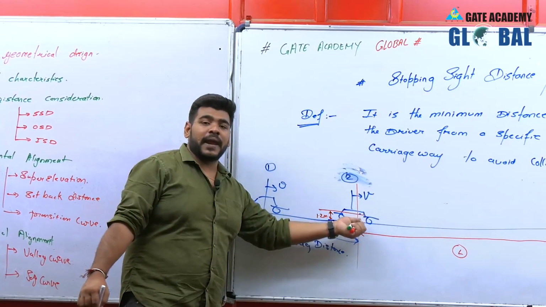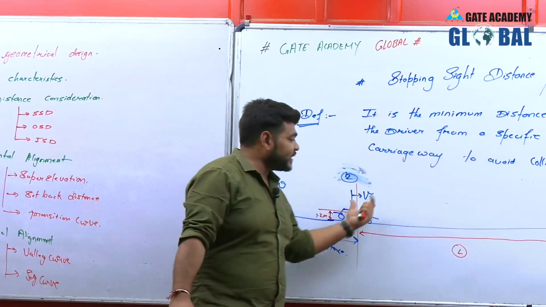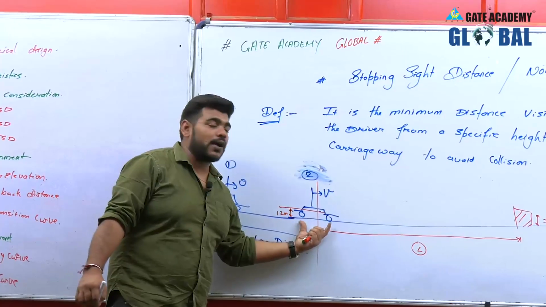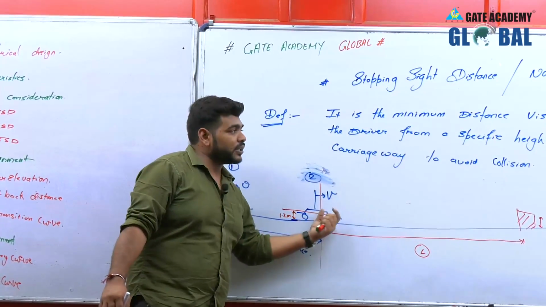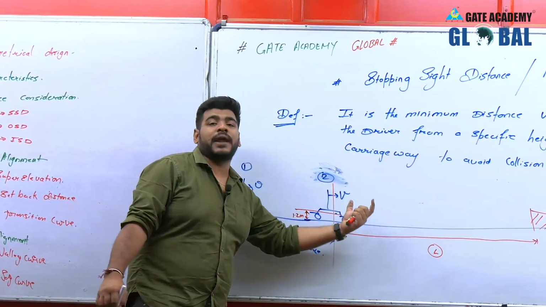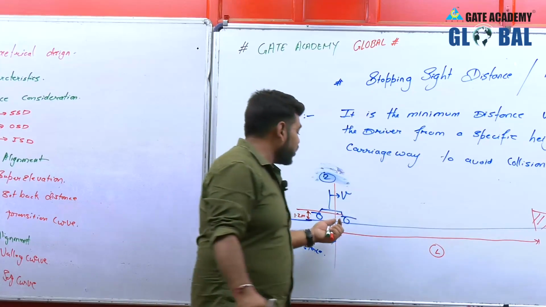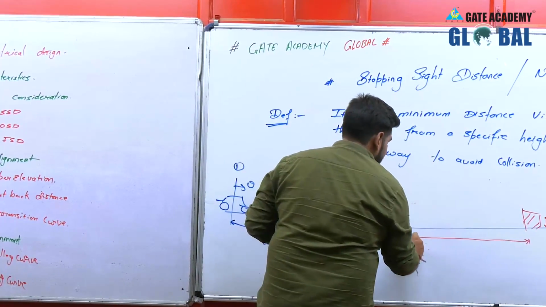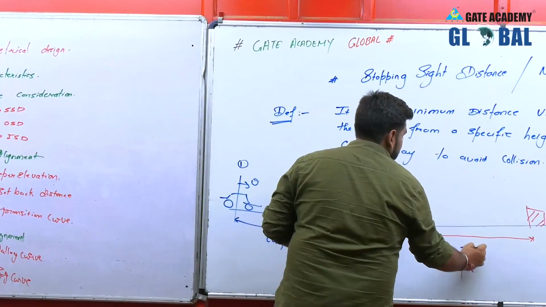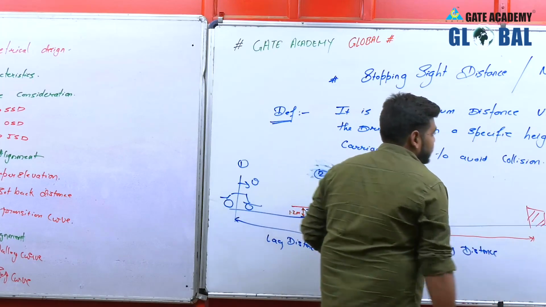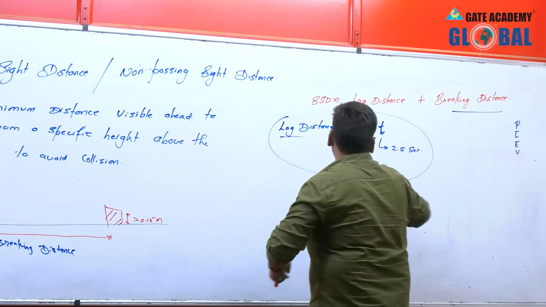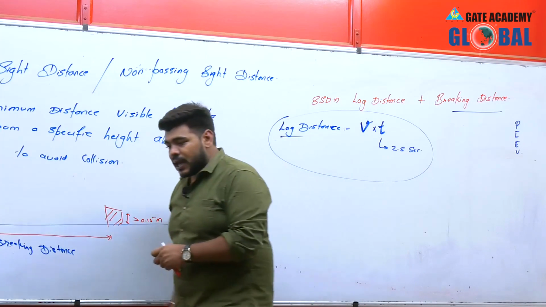Now as he applies the brake, our vehicle takes some time and some distance to stop before the collision. The distance covered by the vehicle after applying the brake is termed as braking distance. As we already found how lag distance is calculated, now we are going to see how braking distance is calculated.